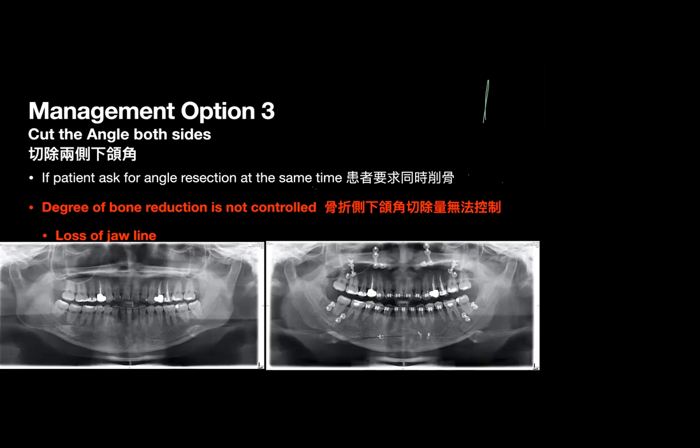So we try to shave the bone on the right-hand side. But you see actually the contour of the unexpected fracture, the left side is not a good contour. So in the end the patient lost the jawline definition. So basically I will never do this again because the patient will lose the jawline.